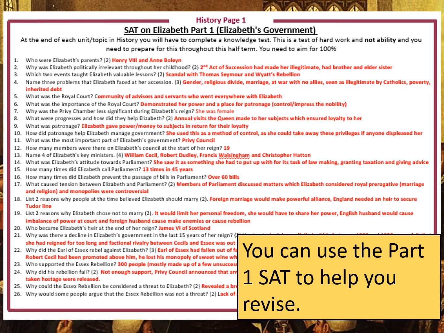The last thing to be aware of is your short answer test on Elizabeth Part 1. Now, you should have made these flashcards already, and you can use these to help you revise. If you don't have these flashcards, then you can ask me for a copy and I can give some to you. It will also be on Show My Homework to be able to use as well.